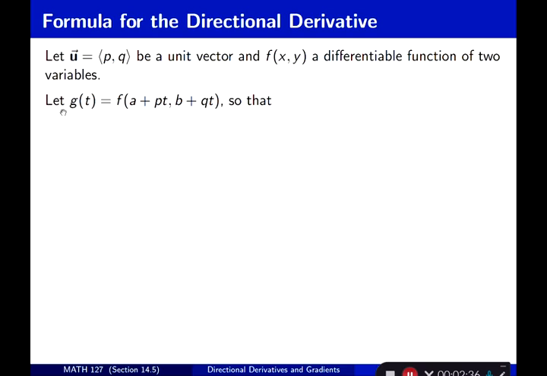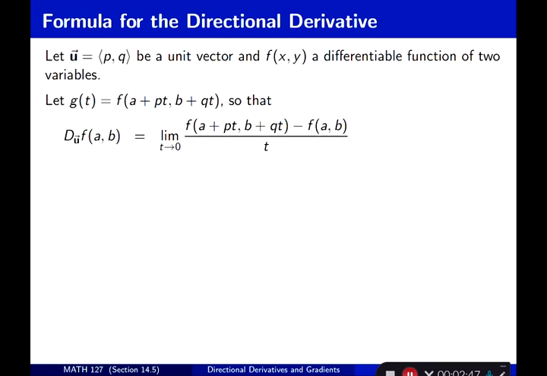So notice that g of t now has input of one variable, output is going to be one variable too. So it's a single variable function. Now, directional derivative in direction u of f at a and b is that limit that we discussed. It's g of t minus g of 0 over t. Why g of 0? Plug in 0 for t in here and you get f of a and b. And so now this is g prime at 0.